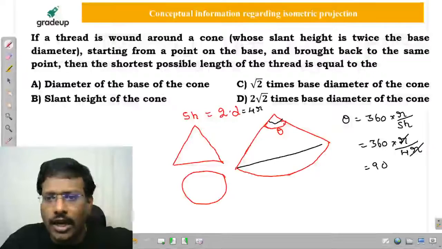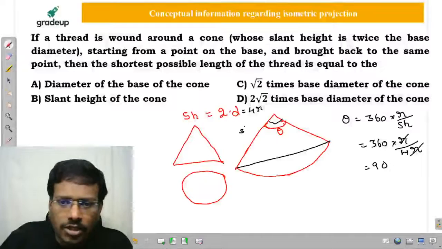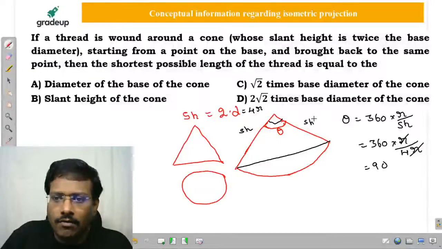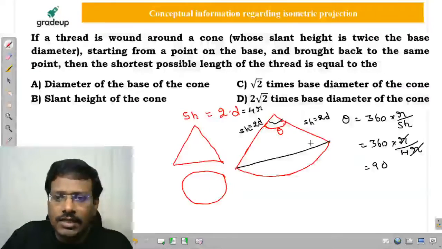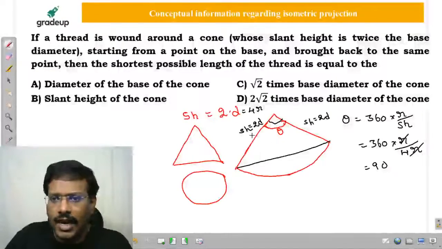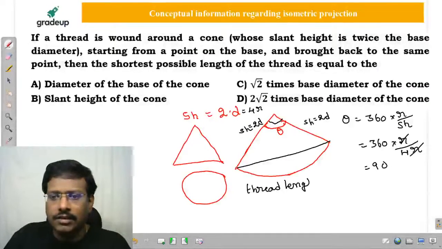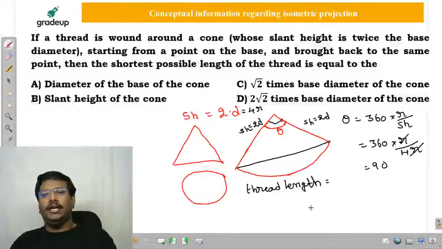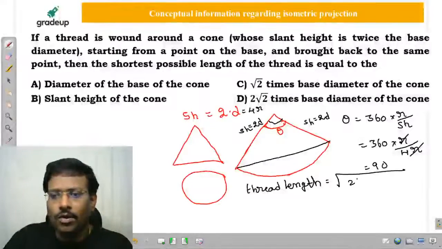Now once you draw this, how much is it going to be? So this is a slant height. This is also slant height, which is nothing but 2D. This is also 2D, sir. Then how much is this length? This is the shortest distance. It is a right angle triangle. Hypotenuse is going to be the thread length. What is the thread length, sir? Very simple. So it is square root of 2D square plus 2D square.